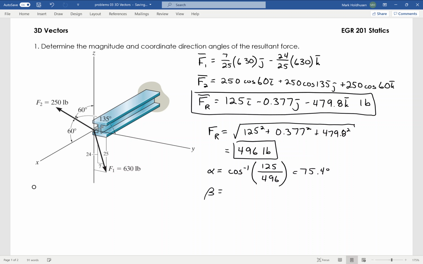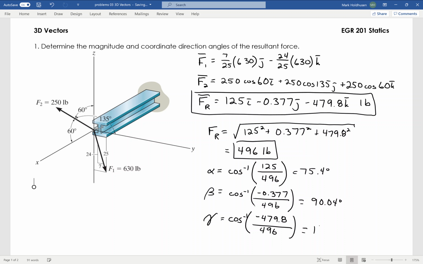Beta, and I'll draw what these actually are in a second, is the inverse cosine of negative 0.377. Again, that's the y component of my force divided by the magnitude of the force, which is 496, which gives me 90.04. And then gamma is going to be the inverse cosine of the z component, which is negative 479.8 divided by the 496, which is the magnitude. And that gives me 165 degrees.